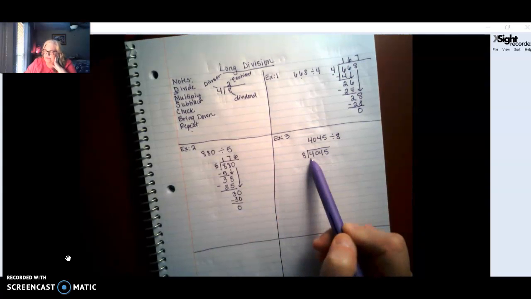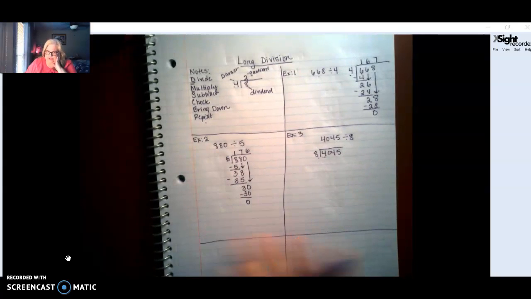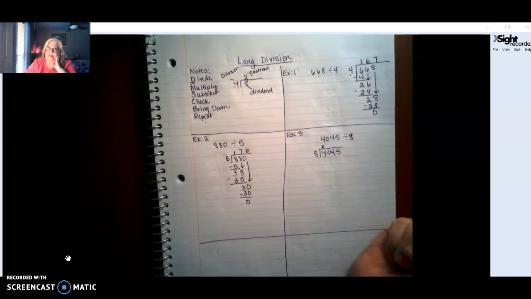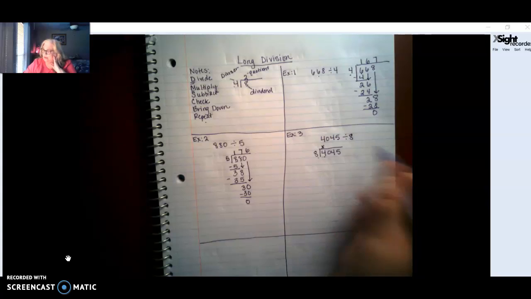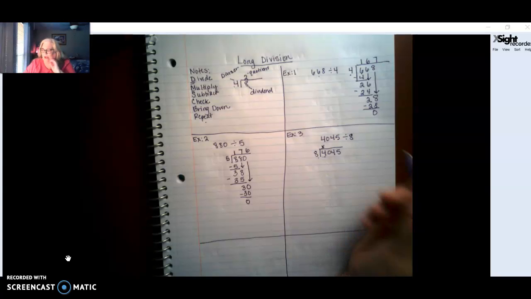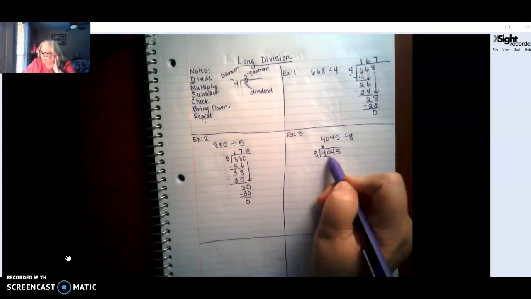Can 8 go into 4 without going over? No, because the number on the outside is bigger than the number on the inside. So one of the tricks you may have learned in elementary school is to put a little X above the 4. Do not put a 0 because that changes the number. Put in a little X, and that shows you that you didn't forget about that 4 and helps you to keep your numbers aligned. So now we need to look at the 40.